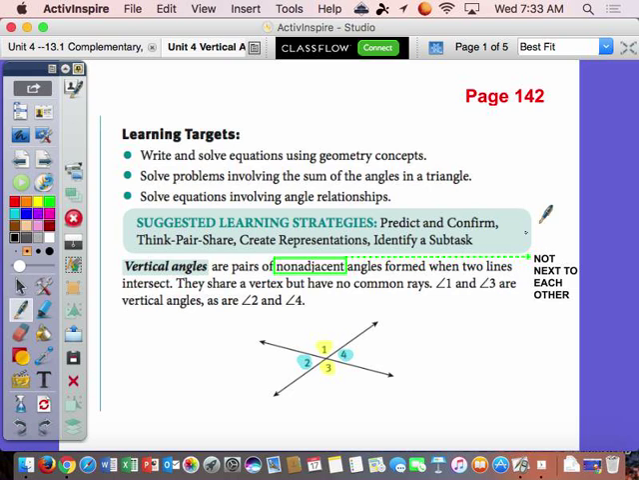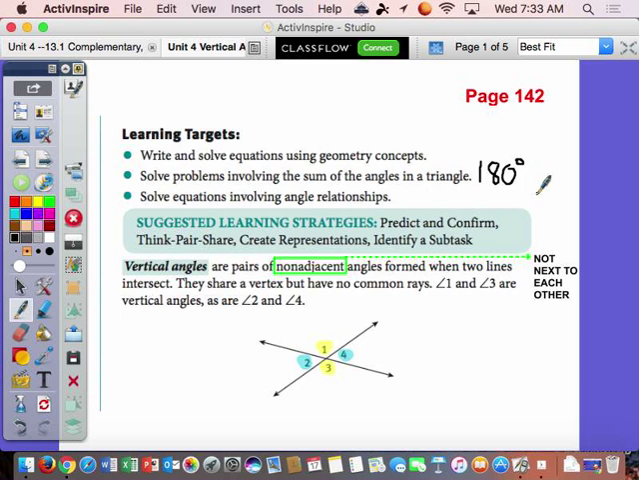How many degrees are in a triangle? You should have said 180 degrees. All right. Then solving equations involving angle relationships. We talked about complementary and supplementary last time we met, and so now we're going to talk about something that is a little bit more in depth.